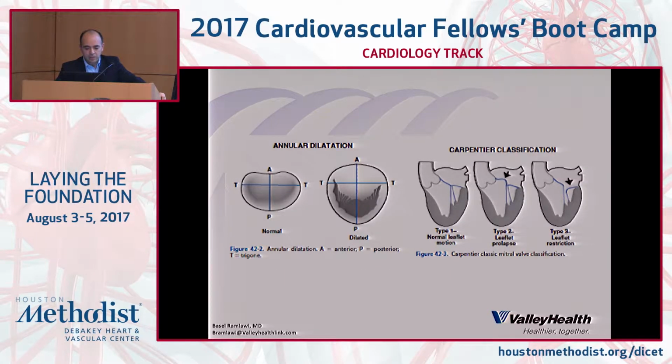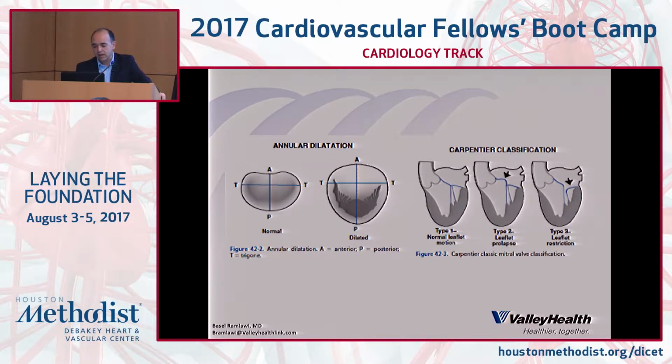So there are three types. Carpentier, a famous surgeon, has taught us that there are three ways in which we can classify mitral regurgitation. Type 1: normal leaflet motion but dilated annulus. Number 2: leaflet prolapse, if you have one or either of those two leaflets prolapsed. And number 3: you have restriction on one or two of the leaflets, commonly seen in rheumatic disease.